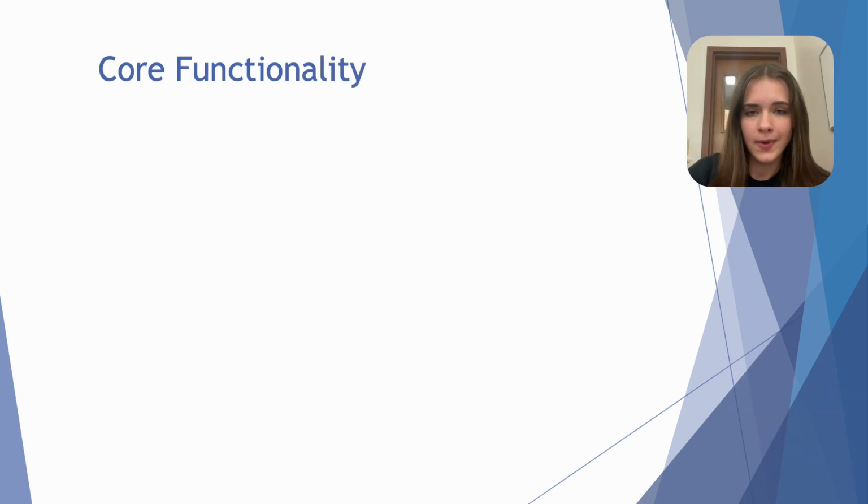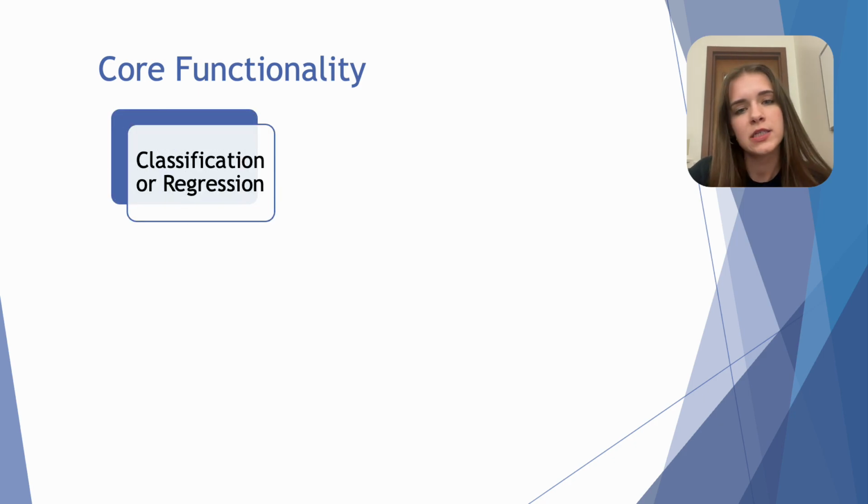So now we're going to talk about how this algorithm works. It can be used for classification or regression. Classification is predicting a class of a new input, like deciding if a new email is spam or not spam. Regression is predicting a continuous value, like predicting housing price based on square footage or some similar feature.